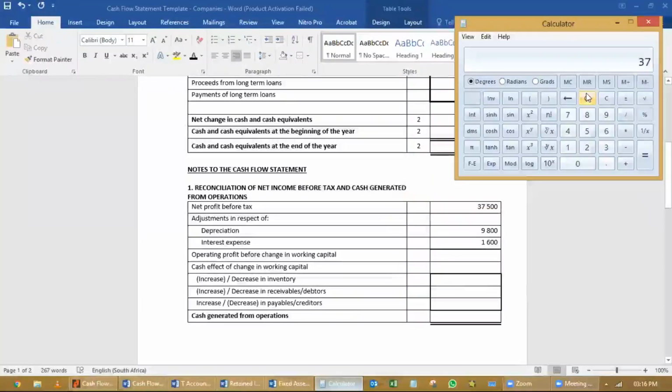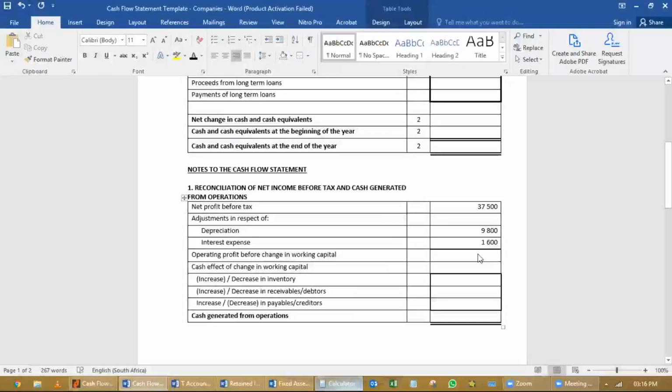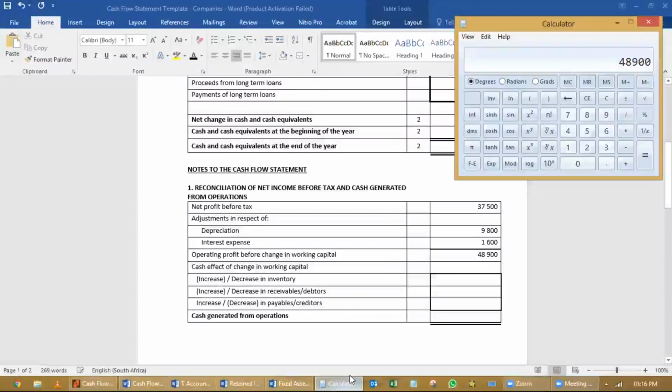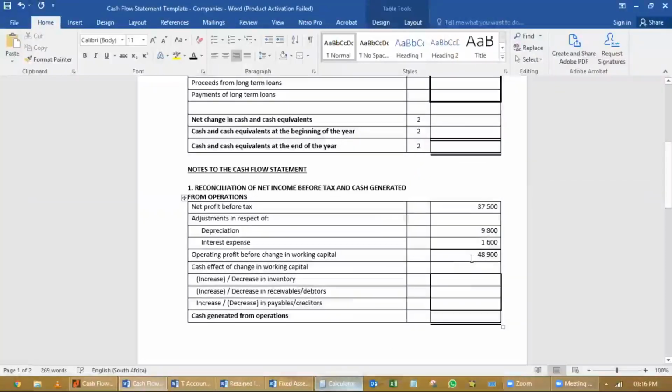Okay, we have 37,500, we add the 9,800, and we add the 1,600, and we get 48,900. Let's just check, is that correct? Yes. Alright. So now we know this is our operating profit before our change in working capital.